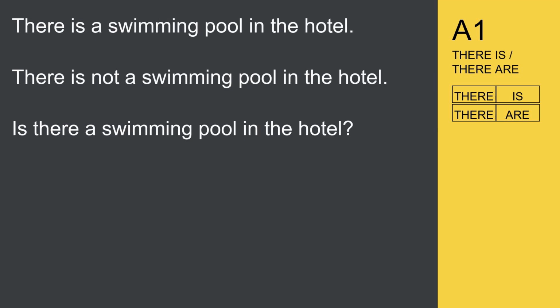There is a swimming pool in the hotel. There is not a swimming pool in the hotel. Is there a swimming pool in the hotel?